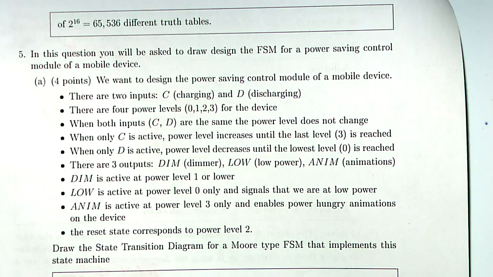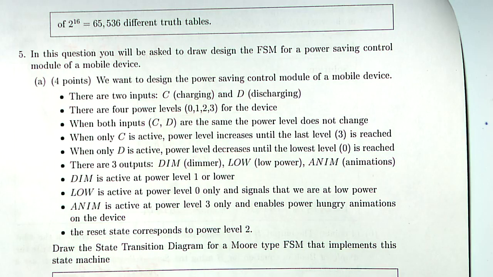All right, so maybe some of you have already finished reading the specs. What we're designing here is a power-saving control module for some mobile device. There are typically two inputs. These two inputs represent the state of whether or not the device is charging or discharging. There are 4 power levels for the device, 4 modes for the power, and when you see statements like 4 power levels, that should give you an immediate indicator that these are the states that I want to model.